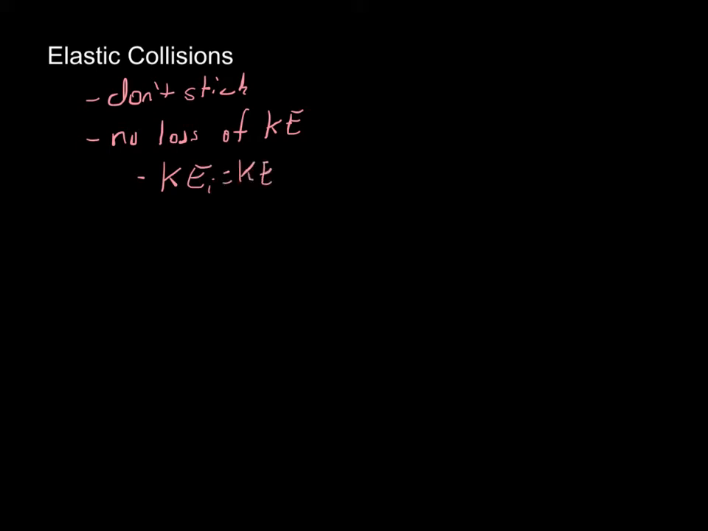So with collisions, there's two different types of collisions that we can look at. First is an elastic collision. In an elastic collision, a big key is that the two objects don't stick together after the collision. But even more important is that there is no loss of kinetic energy during the collision. So if we were to measure kinetic energy before, it would be equal to kinetic energy after the collision. And that's a very important thing, and it's actually going to help us solve a lot of problems.